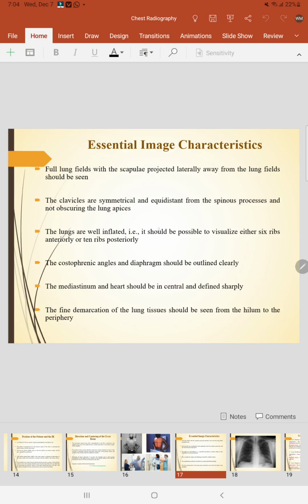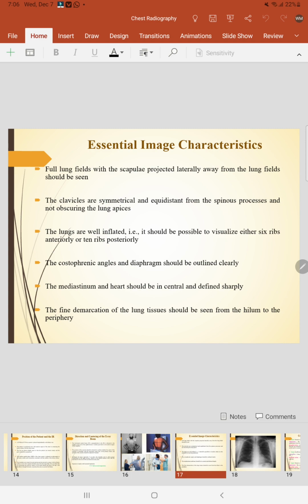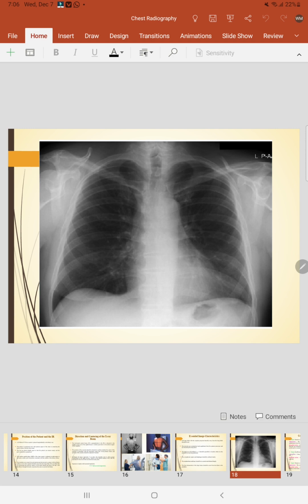And it should be possible to visualize either 6 ribs anteriorly or 10 ribs posteriorly. We can count the ribs: 1, 2, 3, 4, 5, 6, 7, 8, 9, 10, anteriorly and posteriorly. Then the mediastinum and heart should be in the center and defined sharply. You can see the heart.